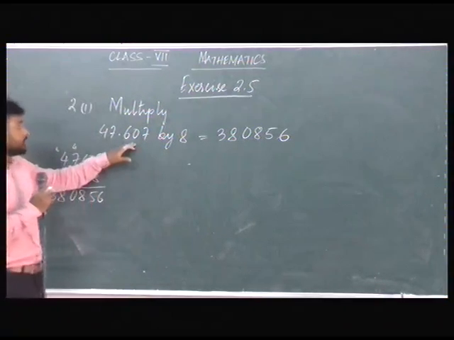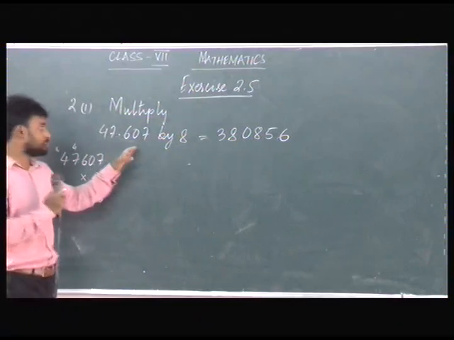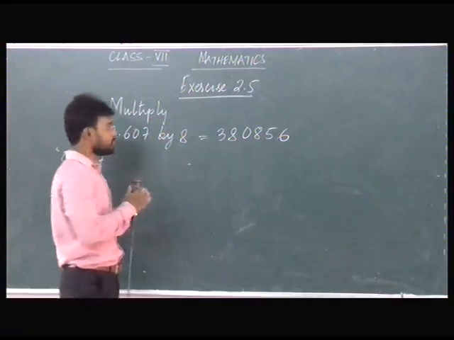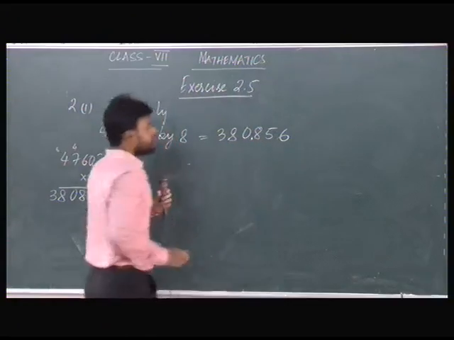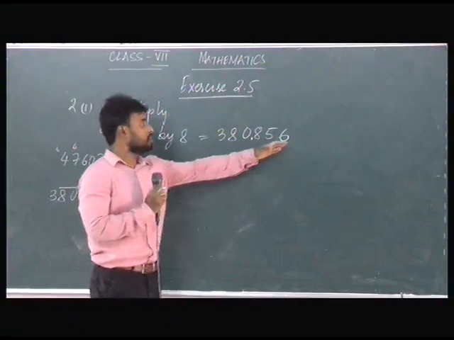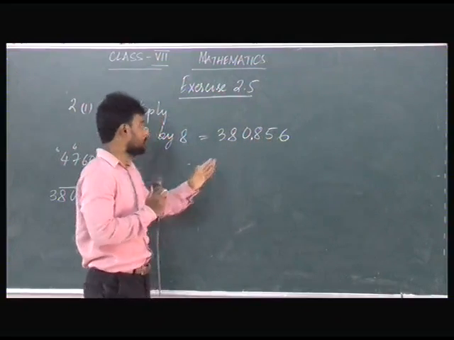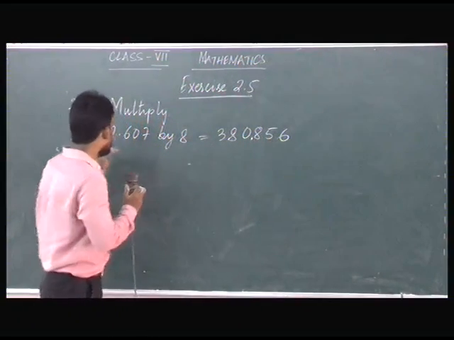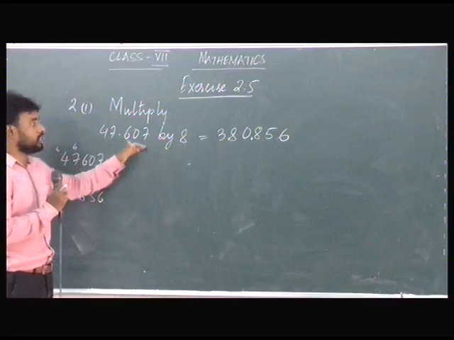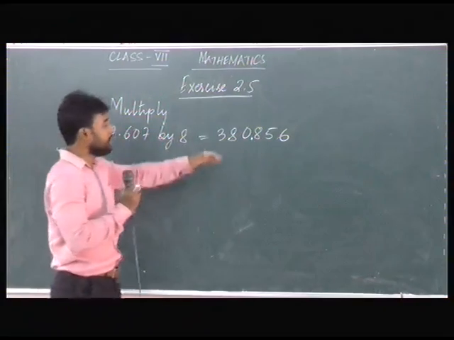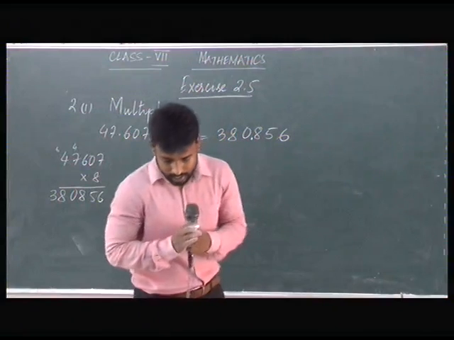Now here you see, this number has 3 decimal places. So therefore, in the ultimate answer, you will place the decimal before 3 digits. So you'll get a 3 decimal place number. So this is how you'll write. The ultimate answer: 47.607 multiplied by 8 gives you 380.856.